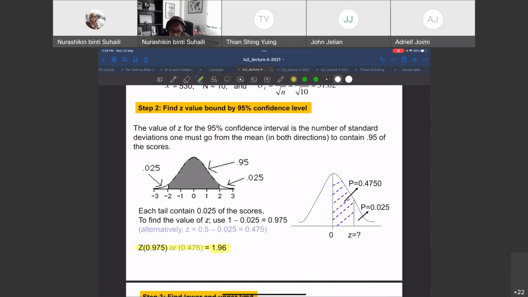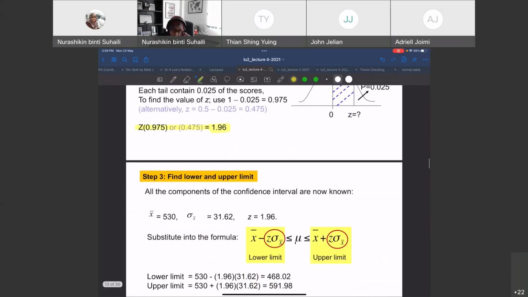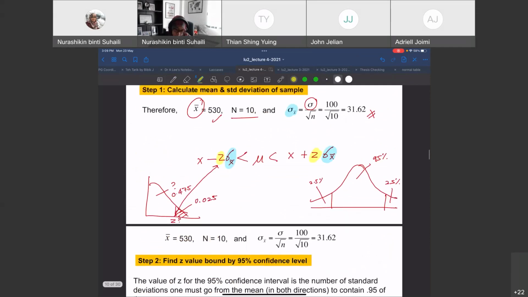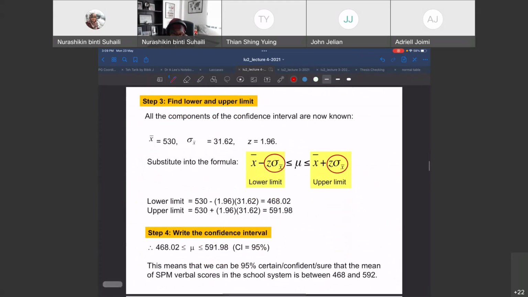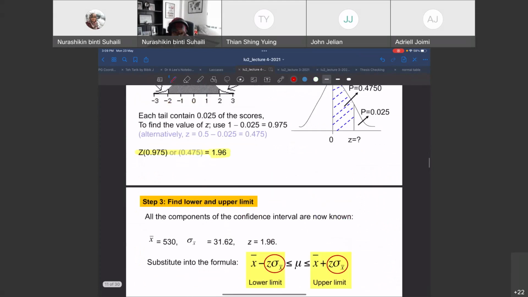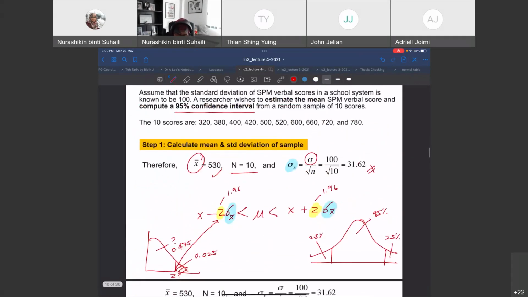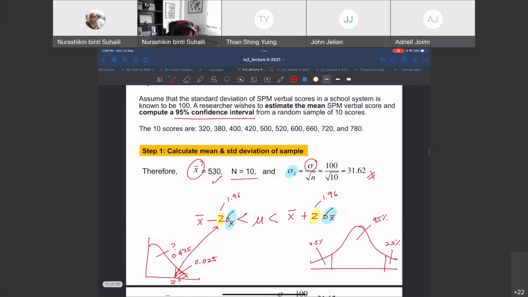Okay, now we're not done yet. Go back to the formula. So this one is 1.96, this one is solved. But what is the x value? The x value here is referring to, oh sorry, I forgot the symbol, this one, 530. So this one is 530.